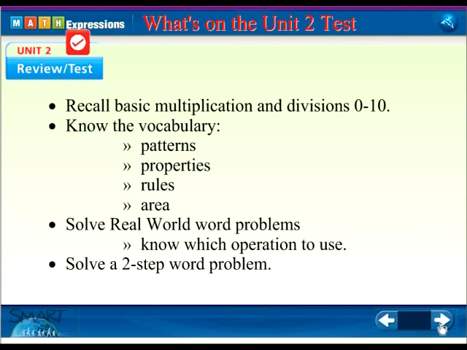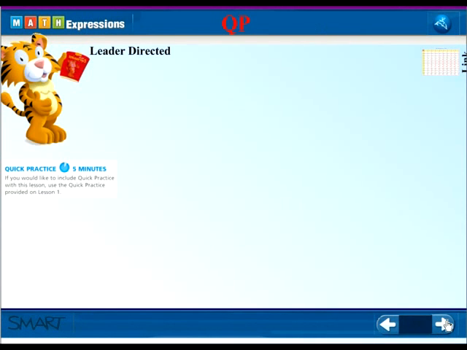What is on the Unit 2 test? We need to recall our basic multiplication and divisions from 0 to 10. We need to know the vocabulary, the patterns, the properties, the rules, and the area. And we need to solve real-world problems, knowing which operation to use, and we need to be able to solve a two-step word problem.